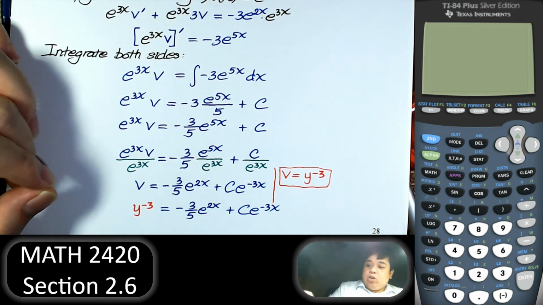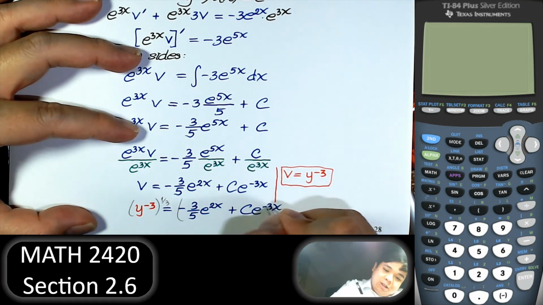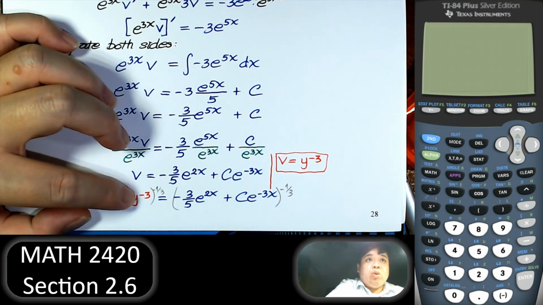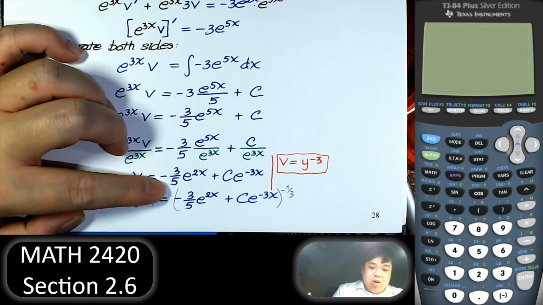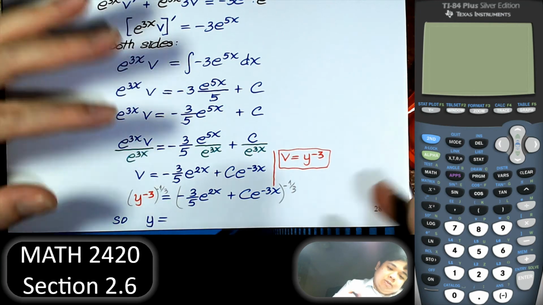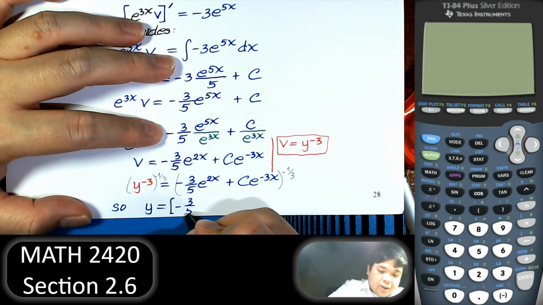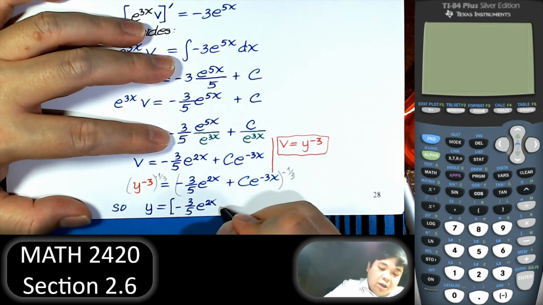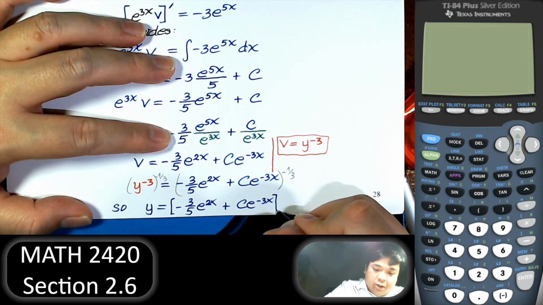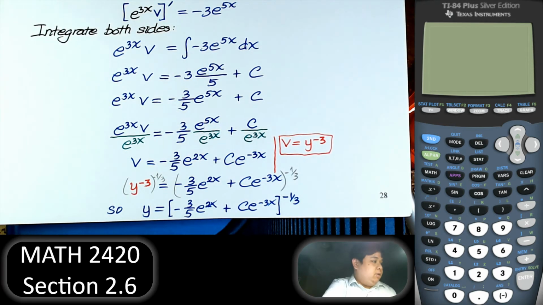Or if we want to, we can solve for y. To do that, I will raise both sides to the, I mean negative 1/3, because negative 1/3 times negative 3 cancels out, it is just 1, right? Multiply the exponents. So y equals negative 3 over 5 e to the 2x plus c e to the negative 3x, all of that to the negative 1/3. Right. So that's what we have.